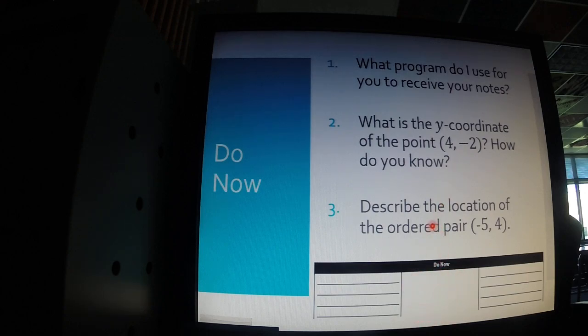And then number 3, describe the location of the ordered pair -5, 4. And that means tell me how to get there. Do I go right, left, up, down? Where do I go to get to this point? And you're going to put it in this box. Okay? Please try to write in complete sentences because that's good practice for you. So then once you complete those 3 points, we're going to move on.